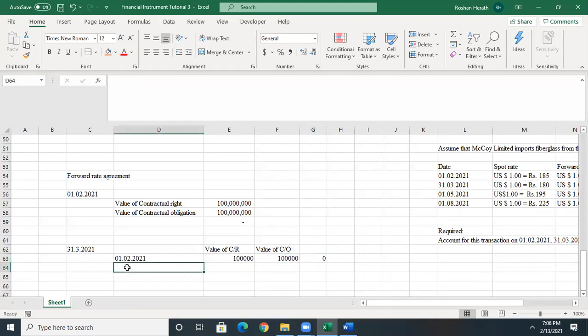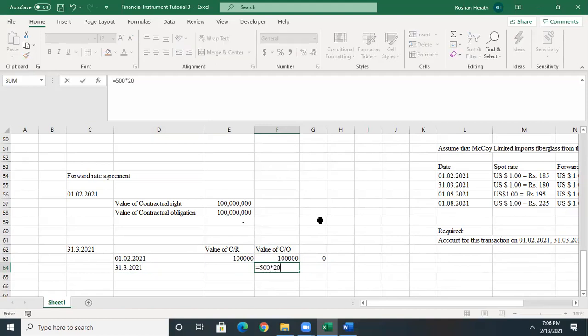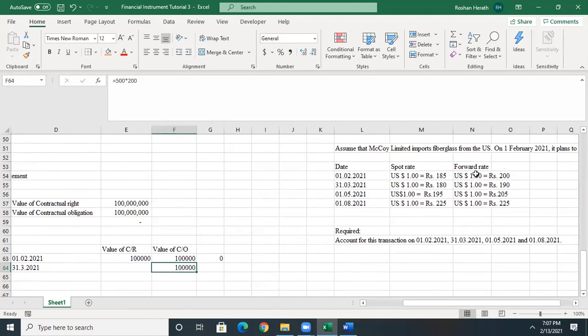Then when it comes to the reporting date, 31st March 2021, what is the value of your contractual obligation? Under any circumstances, all you are going to pay is 200, because you have locked into a price. That's 500,000 US dollars at rupees 200 each. It's always 100,000. But if you look at the forward rate at 31st March, it is rupees 190.